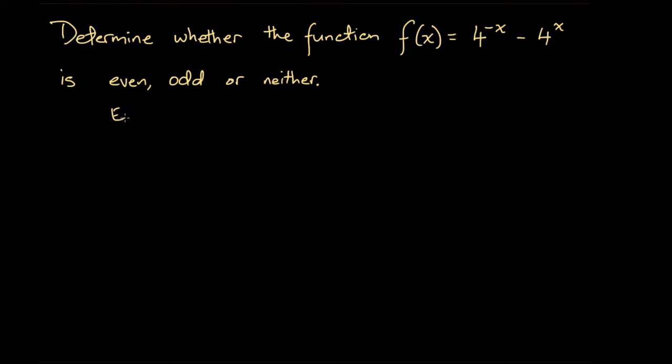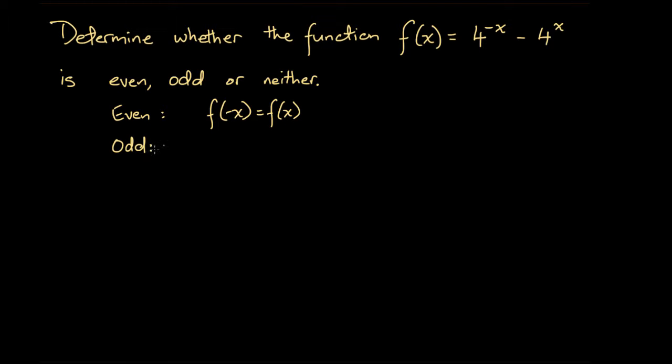So an even function is a function where f of negative x equals f of x. That means if we substitute negative x in whenever we see x in this equation and simplify, if it equals the original equation, then this function is even. What about an odd function?